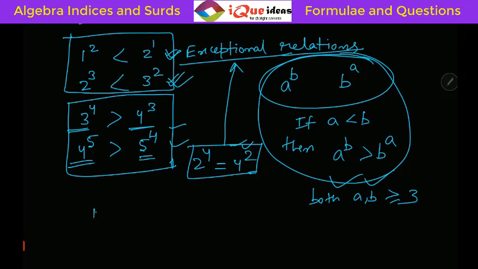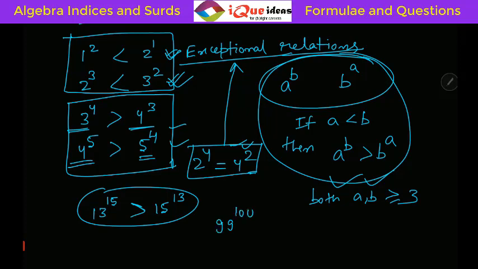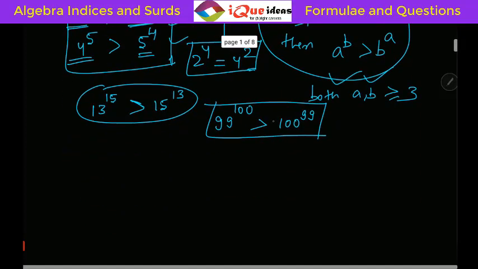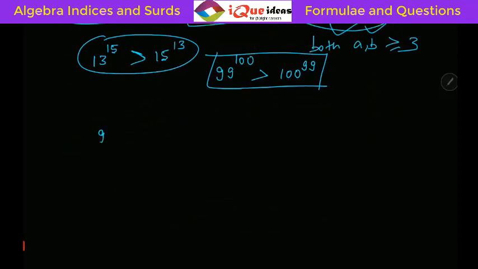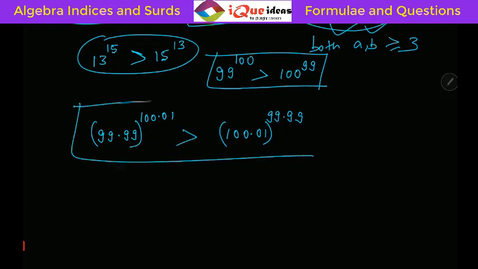So for example, if I have 13 raised to the power 15 and 15 raised to the power 13, without any confusion, 13 raised to 15 has to be the greater one. Let's say suppose we have 99 raised to the power 100, 100 raised to the power 99. Without any confusion, 99 raised to 100 has to be greater than 100 raised to 99, right? Even if we get a very close situation like this, if I have 99.99 to the power 100.01 and 100.01 to the power 99.99, nothing to worry. Clearly 99.99 to the power 100.01 will be greater.